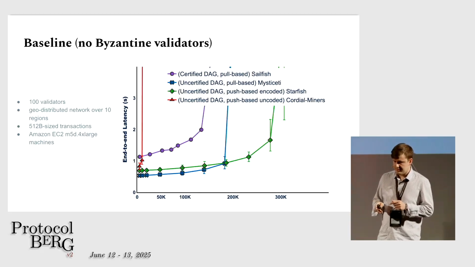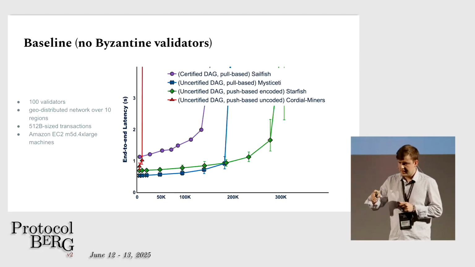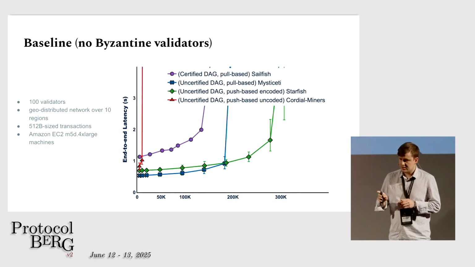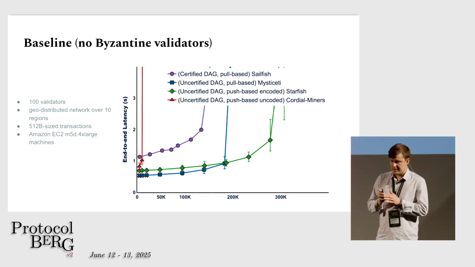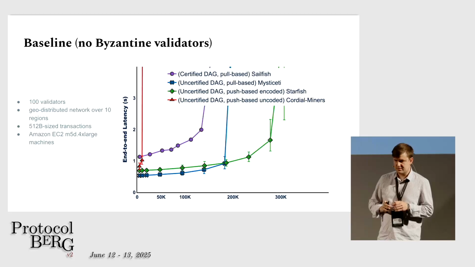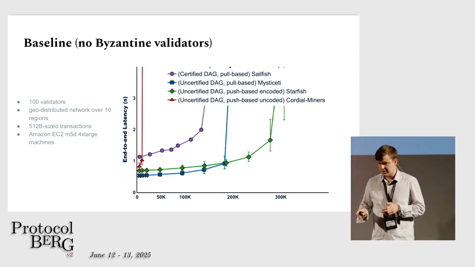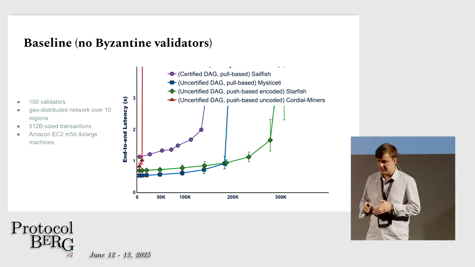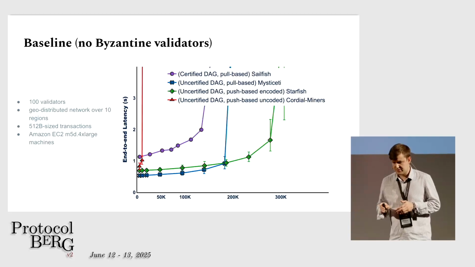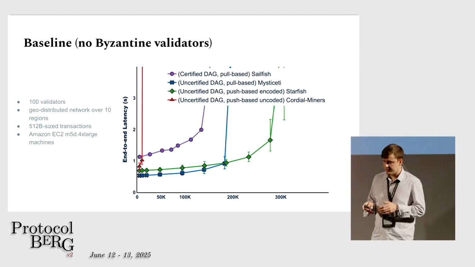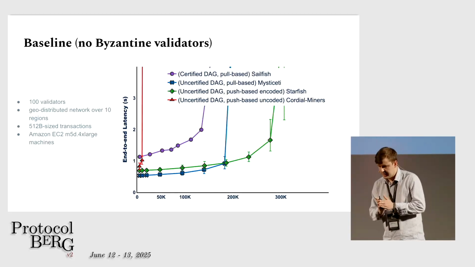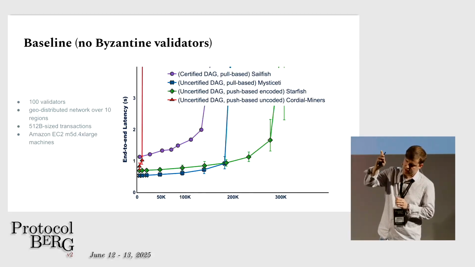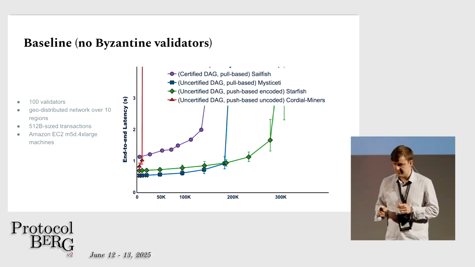We also have here a red curve, which corresponds to the protocol called Cordial Miners, the first in this class, and it really uses a push-based encoded dissemination strategy. It's very expensive. You can see that we hit the bandwidth limit immediately, even at 10K transactions per second. It's too expensive. Again, on the x-axis we have the throughput, and on the y-axis we have end-to-end latency.